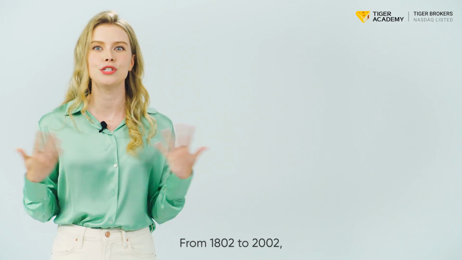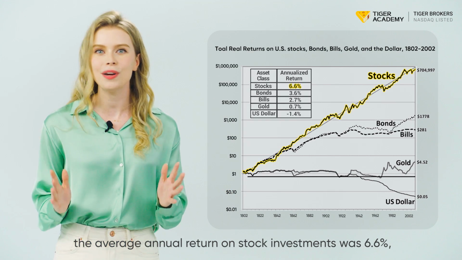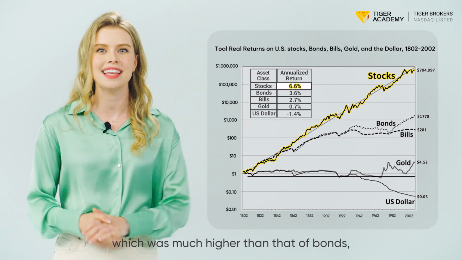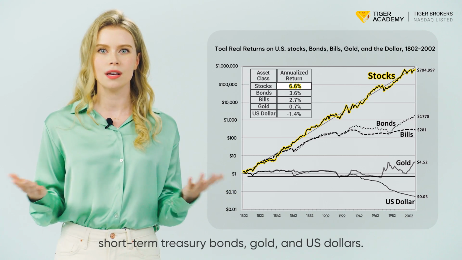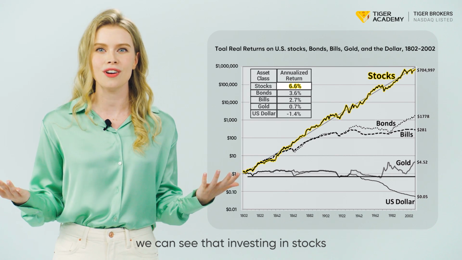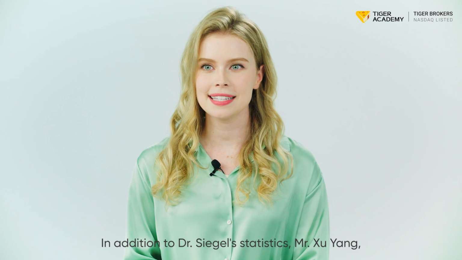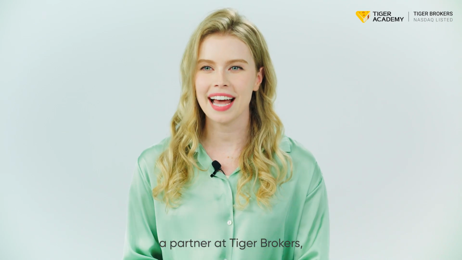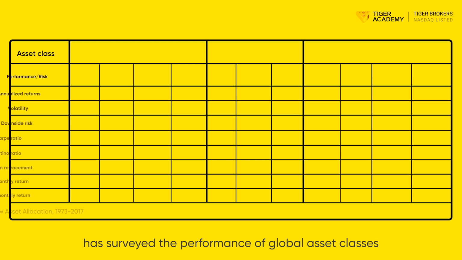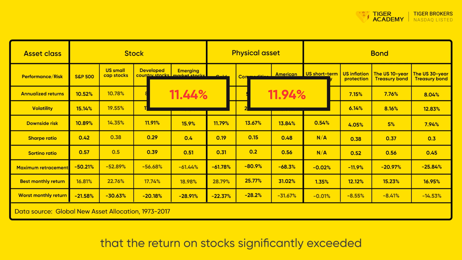From 1802 to 2002, the average annual return on stock investments was 6.6%, which was much higher than bonds, short-term treasury bonds, gold, and US dollars. From this, we can see that investing in stocks has been a better long-term deal. In addition to Dr. Siegel's statistics, Mr. Su Young, a partner at Tiger Brokers, has surveyed the performance of global asset classes over the past 45 years and found that the return on stocks significantly exceeded that of gold, commodities, and various types of bonds.